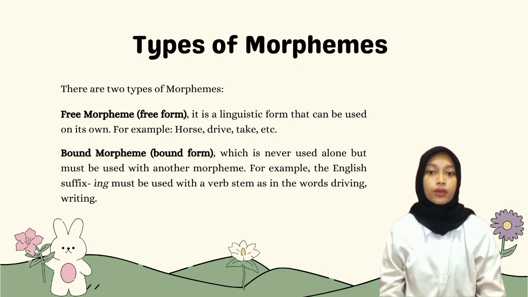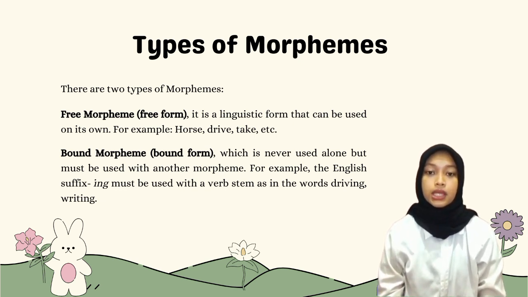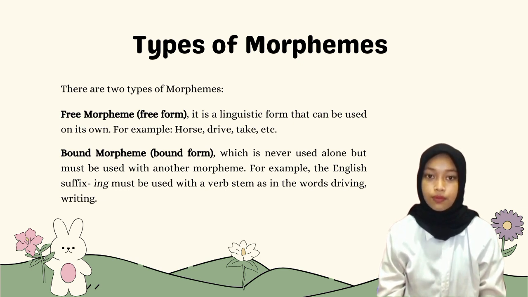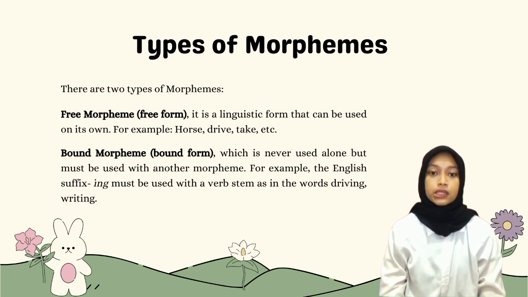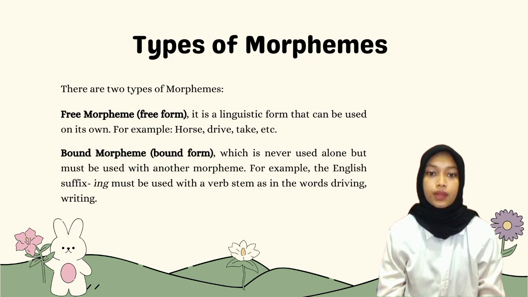Whereas a bound morpheme is a morpheme that must first be combined with other morphemes to be used in speech. A bound morpheme, or bound form, is never used alone but must be used with other morphemes. For example, the English suffix ing must be used with a verb stem, as in the words driving and writing.